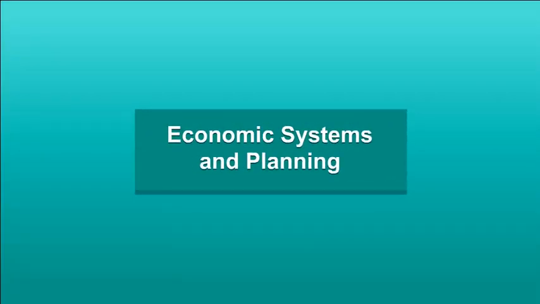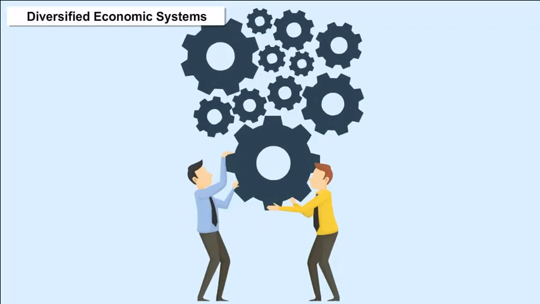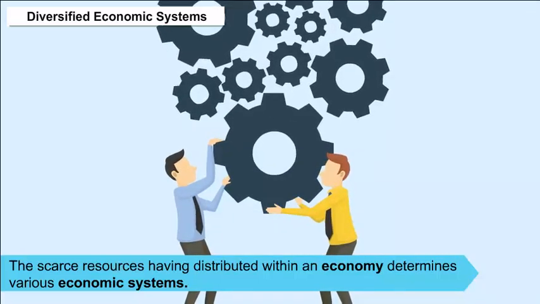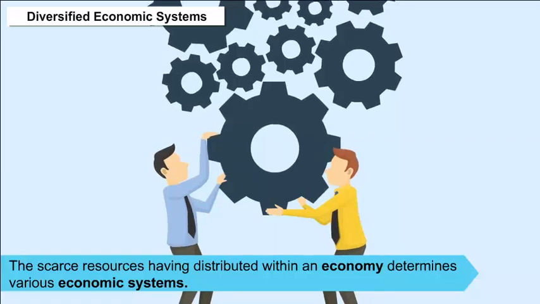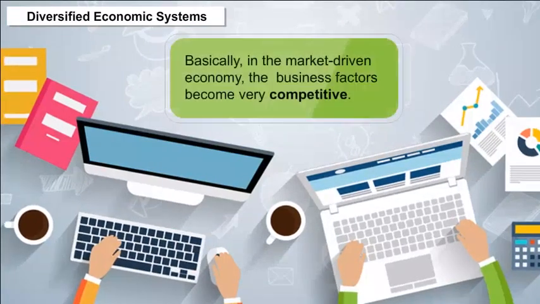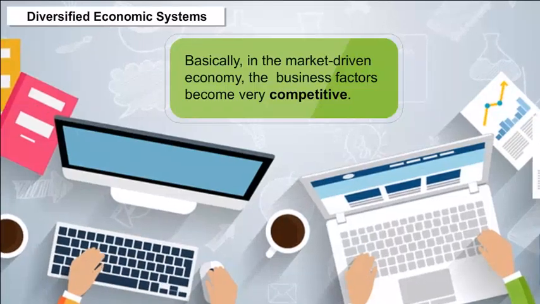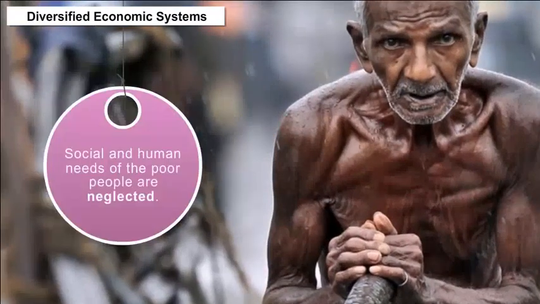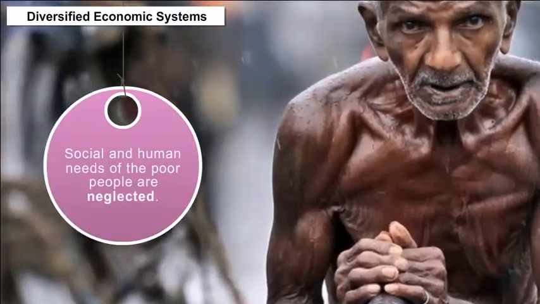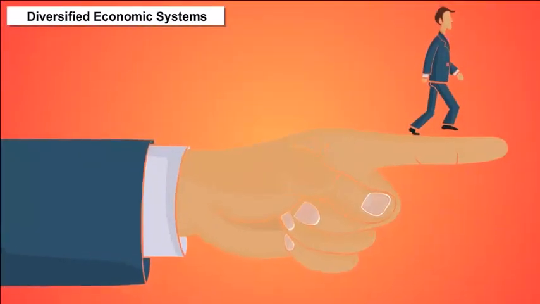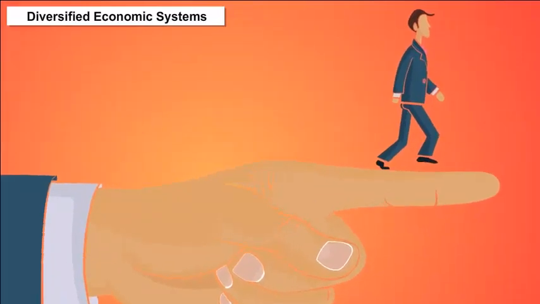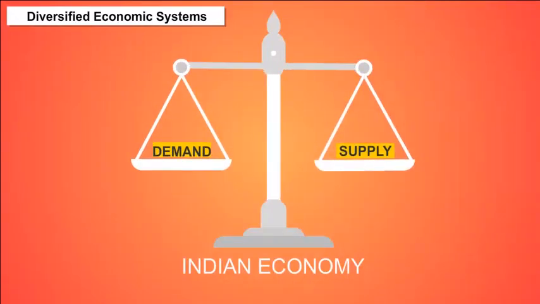Economic systems and planning. Diversified economic systems. The way scarce resources are distributed within an economy determines the various economic systems. Basically, in a market-driven economy, the business factors become very competitive, and thus the social and human needs of poor people are neglected. Secondly, in a command economy, while the government owns the means of resources, it fails to maintain the supply and demand cycle in its natural way.